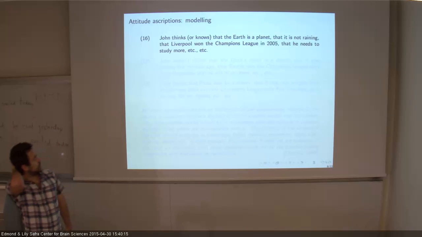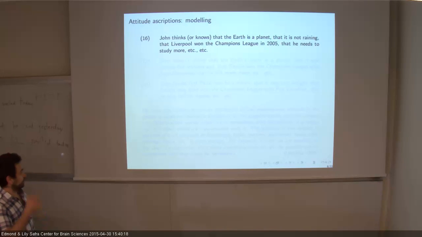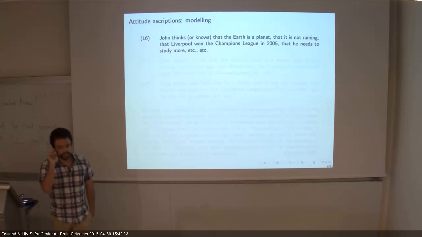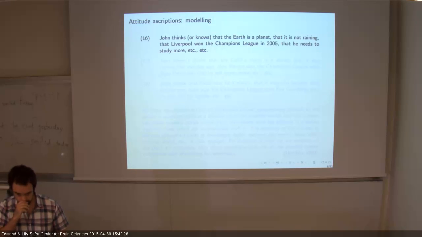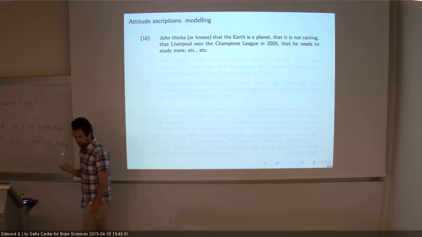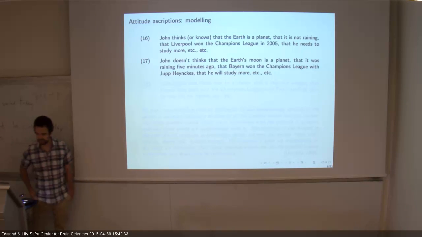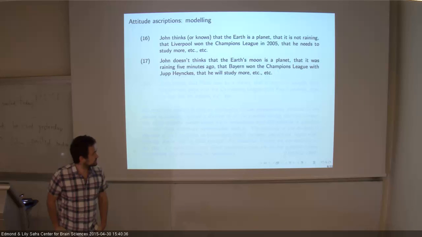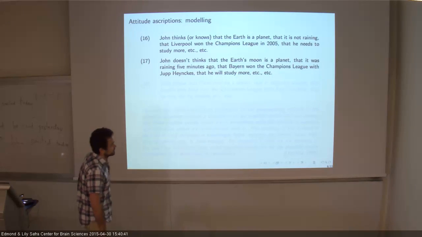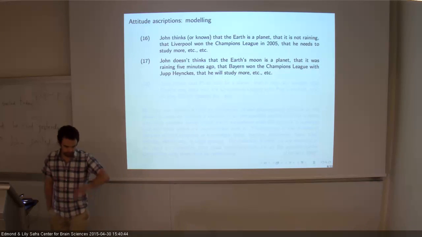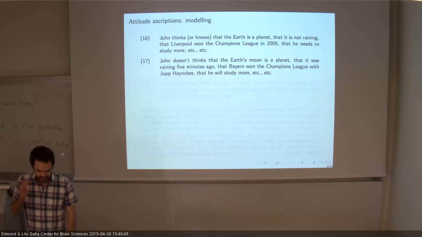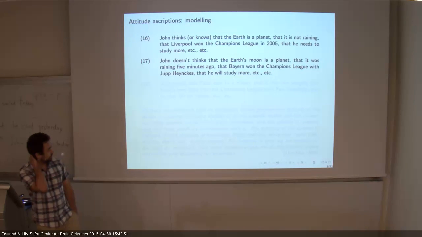Okay, so we can say that John knows that Earth is a planet. He knows or thinks that it is not raining, that Liverpool won the Champions League in 2005, that he needs to study more, etc., etc. These are all descriptions of his thoughts, but we can also describe what he doesn't believe or doesn't think. So, for example, he doesn't think that the moon is a planet. He also doesn't think that it was raining 5 minutes ago. He doesn't think that another team won the championship at another time, and he doesn't think that he's going to study more. He's a lazy guy. He knows he's not going to study more.